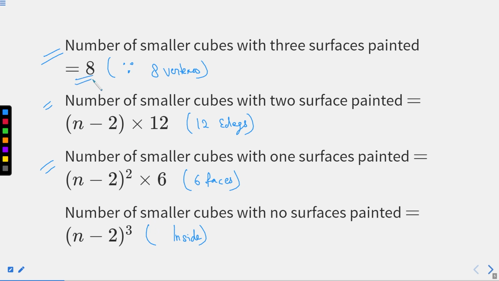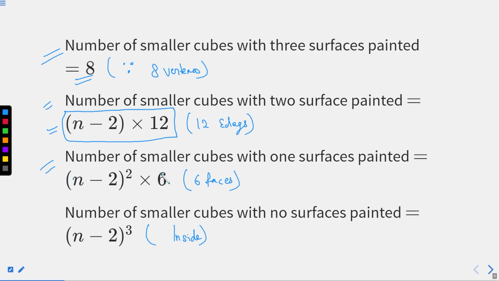8 will remain fixed for the cubes, because a cube will always have 8 vertices irrespective of its size, right? Now the smaller cubes with 2 surfaces painted will depend on the number of divisions. So n will be there. The generalized formula will be n minus 2, and n is the division. Why are we subtracting 2? Because 2 cubes will be there on either end, on both the ends basically. Why are we multiplying it by 12? Because we have 12 edges.